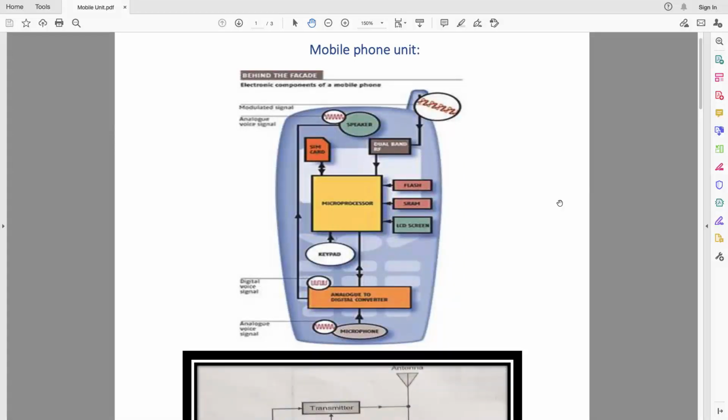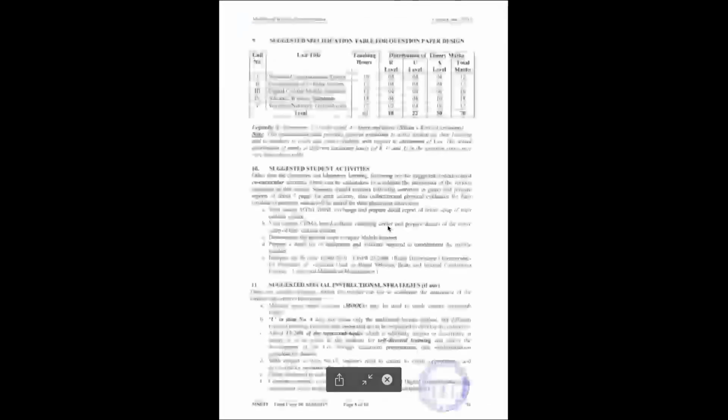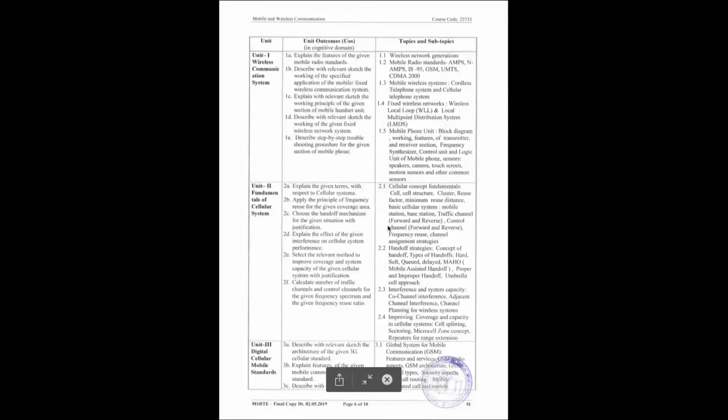Welcome once again, and in this lecture of MWC, that is mobile and wireless communication, we are going to cover the last part of the first unit. As usual, just go through the syllabus. So, this is the syllabus that we have to cover.